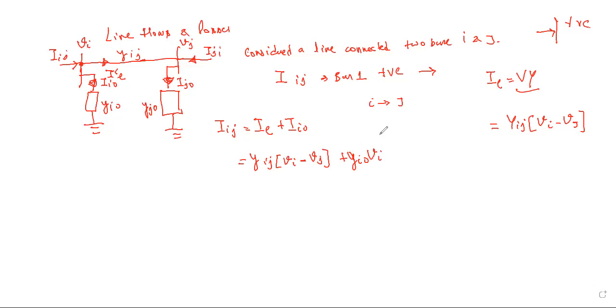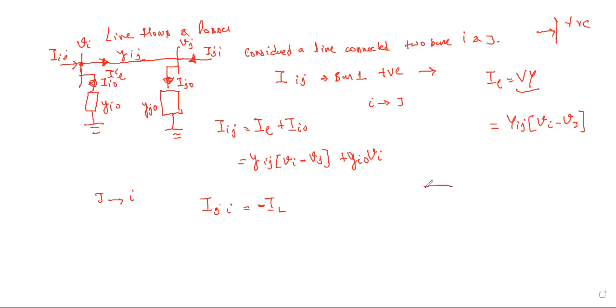Now you saw this for Iij. Similarly, the line current that is getting measured at bus J, Iji, is defined positive in the direction of J to I. But what about this I load? Iji is getting defined positive, but the direction of the I load is here. So when I'm writing this current, it would be minus I load.